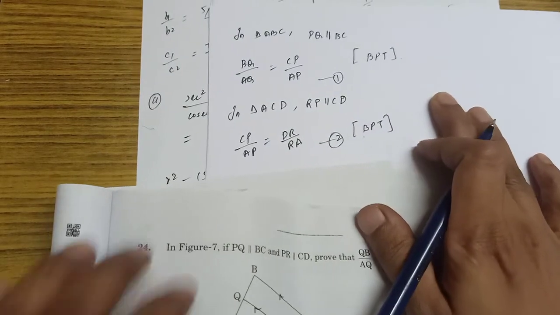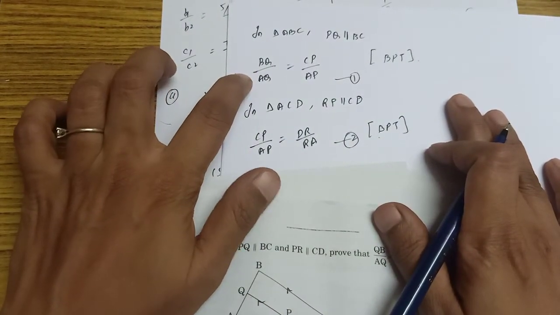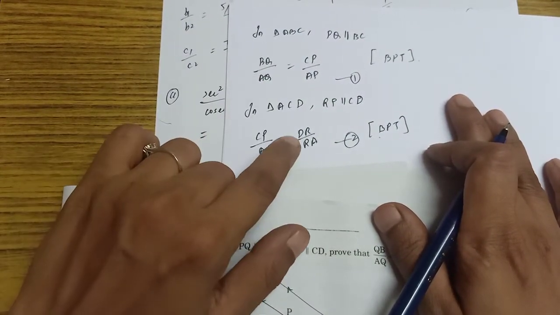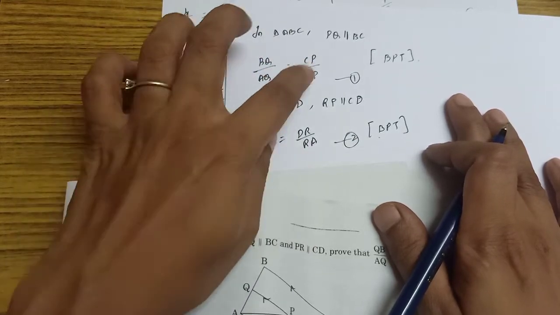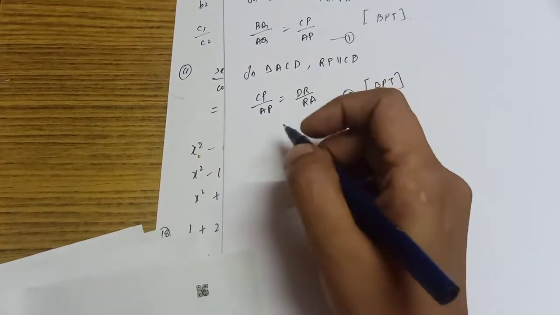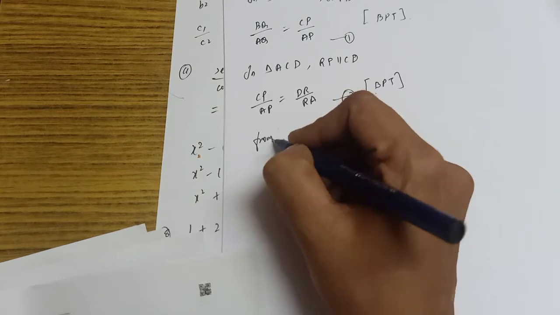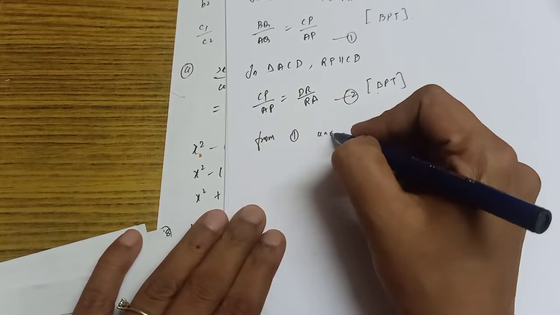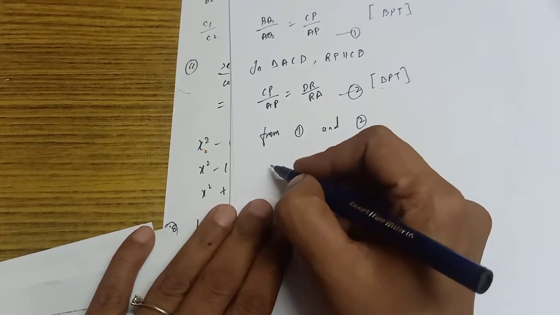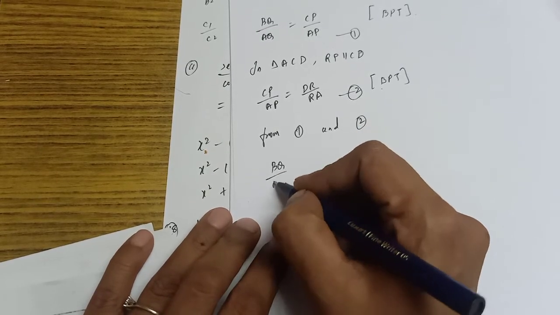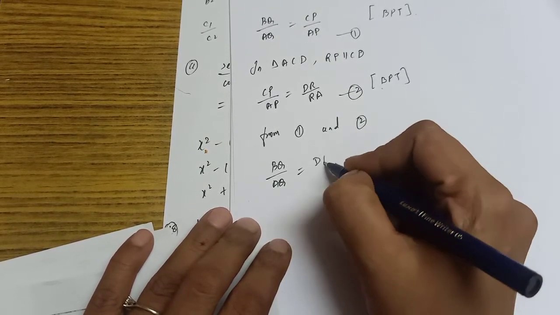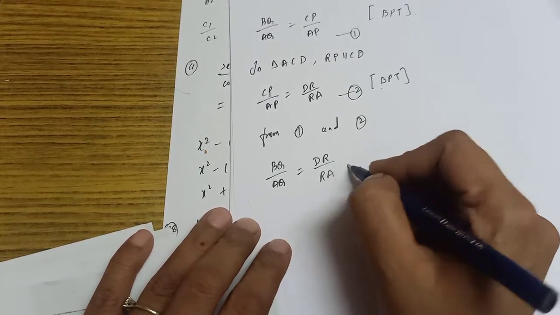From 1 and 2, what am I getting? BQ by AQ is equal to DR by RA because these two are the same. So write the final step from 1 and 2. What do we get? BQ by AQ equals DR by RA. That's all. This is the final answer.